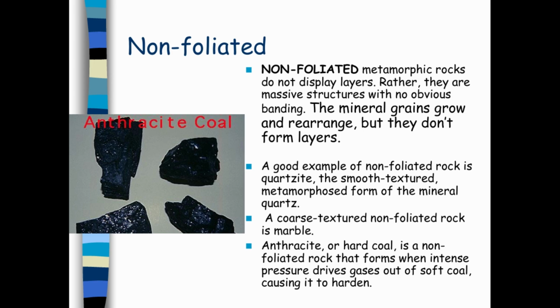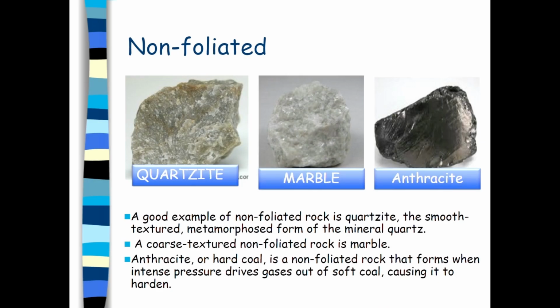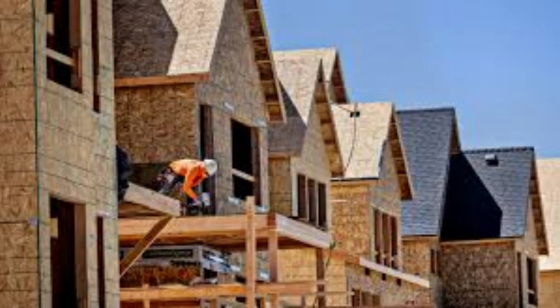Now, let's explore some common examples of non-foliated rocks. The first one is quartzite. This rock forms from sandstone and is known for being incredibly tough. It is harder than glass. It's often used for countertops and construction because of its durability and resistance to weathering.